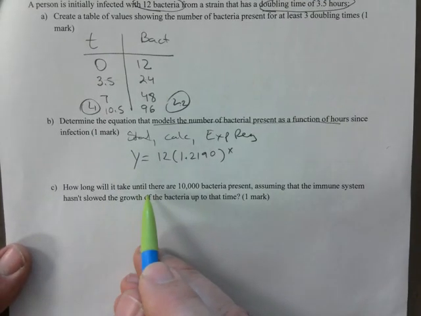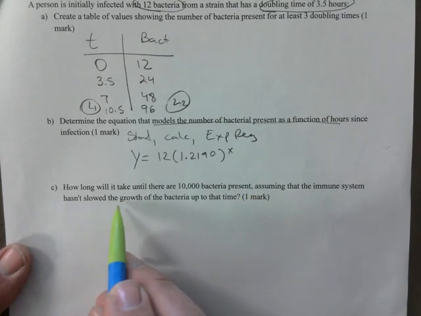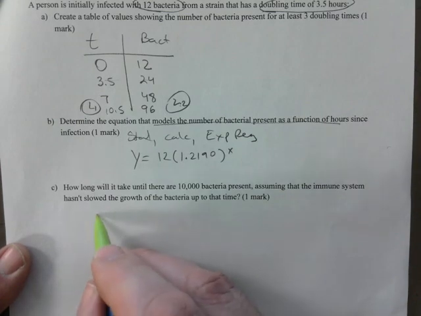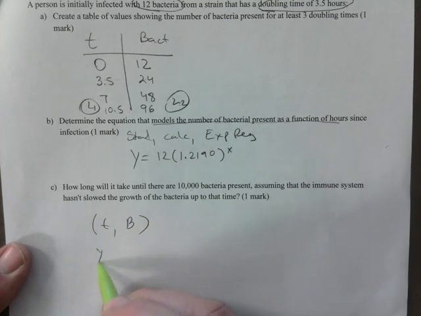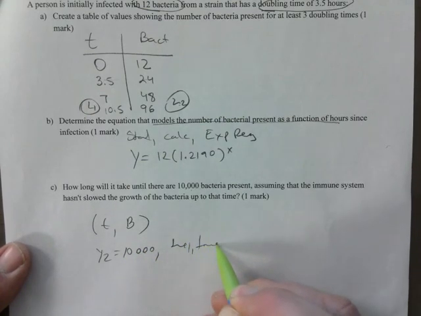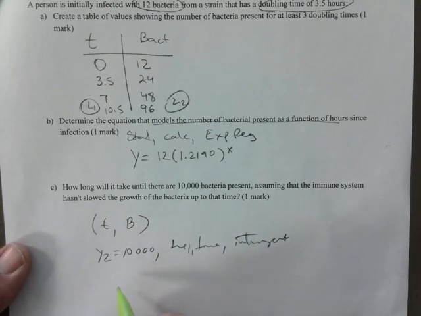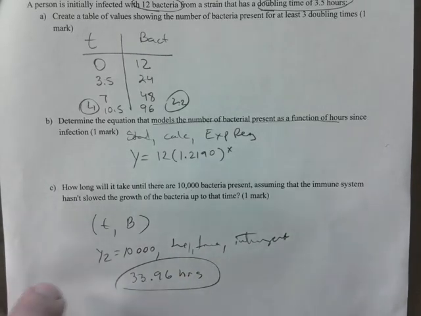How long will it take until there are 10,000 bacteria present, assuming that the immune system hasn't slowed the growth of the bacteria up until that point? So remember, it's time, bacteria every time. This is bacteria, so y2 is equal to 10,000. Second, trace, intersect. See, you can even do chicken scratch. I'll read it, and that's 33.96 hours. That's how long it would take under these circumstances.